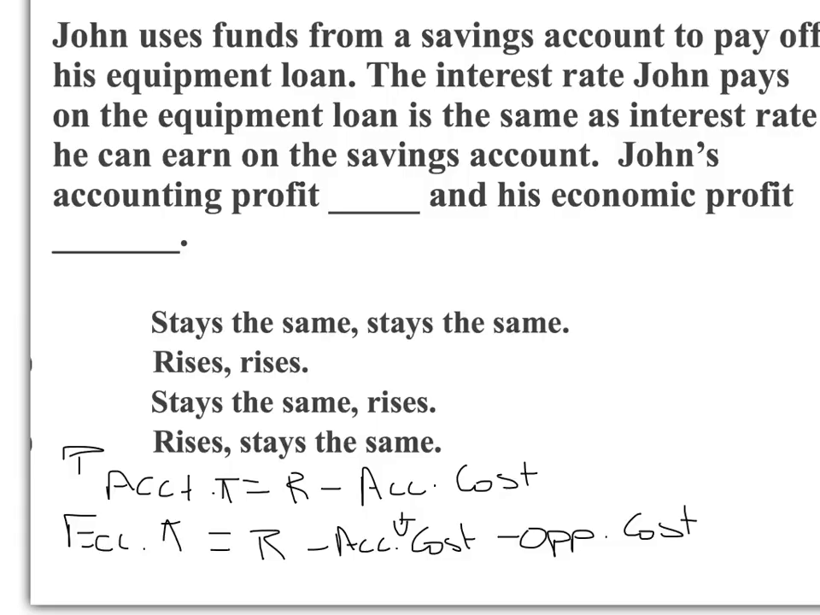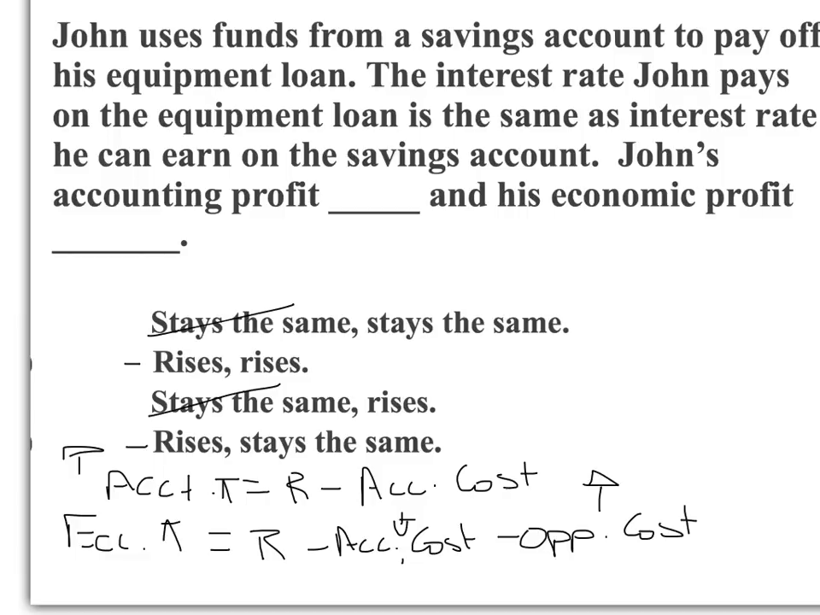Right? So we know that the accounting profits will go up. So this is not right, and this is not right. So we are between this option and this option because we know the accounting profit increases. So what happens to economic profit? Well, economic profit will probably stay the same because what's happening here is that the reduction on the accounting cost is exactly the same as the increase in his opportunity cost.